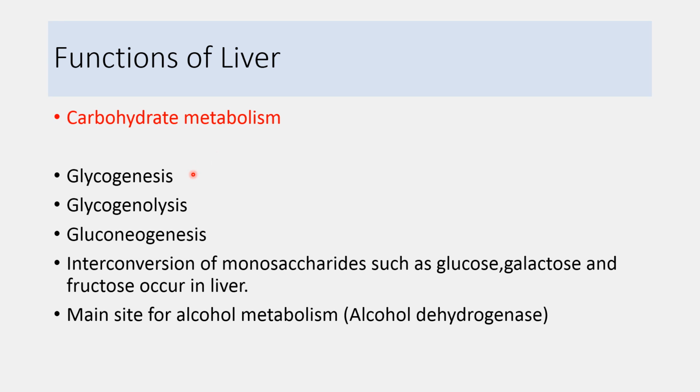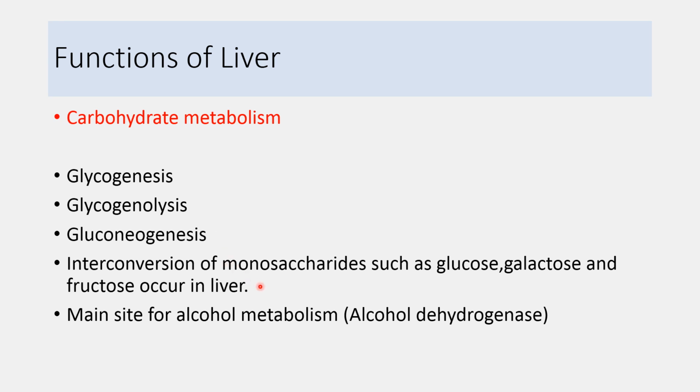Glycogenesis occurs in the hepatocyte, that is the conversion of glucose into glycogen. Glycogenolysis is the conversion of glycogen into glucose. Glycogenesis and glycogenolysis are the important parts of the blood glucose buffer mechanism. Gluconeogenesis is the synthesis of glucose from non-carbohydrate sources.